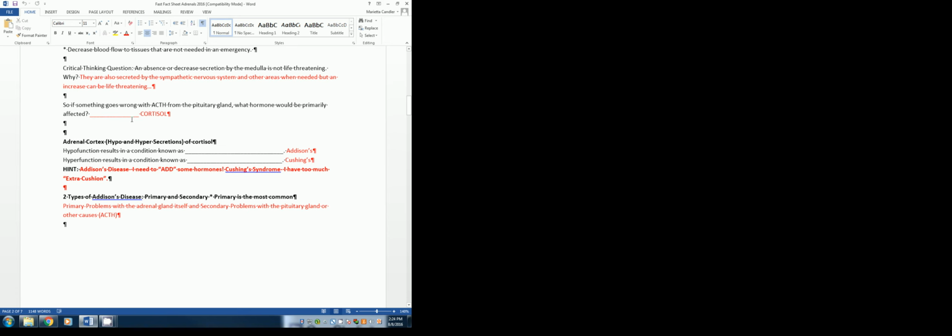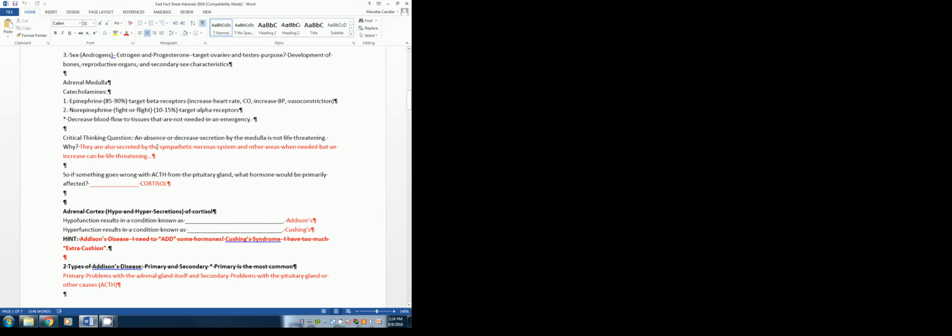So, if something goes wrong with ACTH from the pituitary gland, what hormone would be primarily affected? And you should have said cortisol. Back to this one, right? If something's affected with ACTH secretion and it's not having the adrenal gland secrete, who's in trouble? Backup system, angiotensin II. Backup system, gonads. No backup system. Cortisol's in trouble if something goes wrong with ACTH secretions.